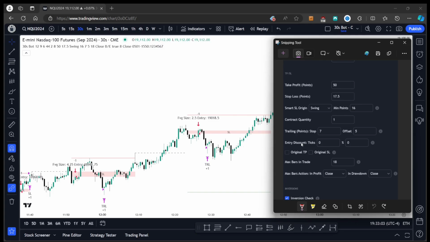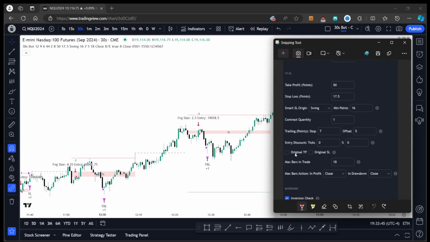Then we have the entry discount. This is kind of a setting that has so far been a bit of a disappointment, but it is there anyway. What it does is rather than entering at the very edge of the FVG, as is the default setting right here, you can actually tell the strategy to enter inside the FVG. And you can do that by saying how many ticks inside the FVG you want to enter, or you can use percentages in increments of 25%. The strategy will calculate the size of the FVG, determine where 25, 50, 75, or 100% is, and set your entry point there automatically rather than relying on a fixed number of ticks.